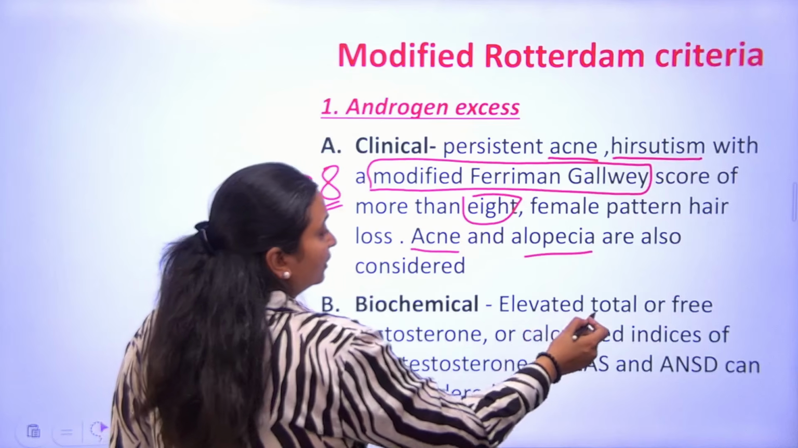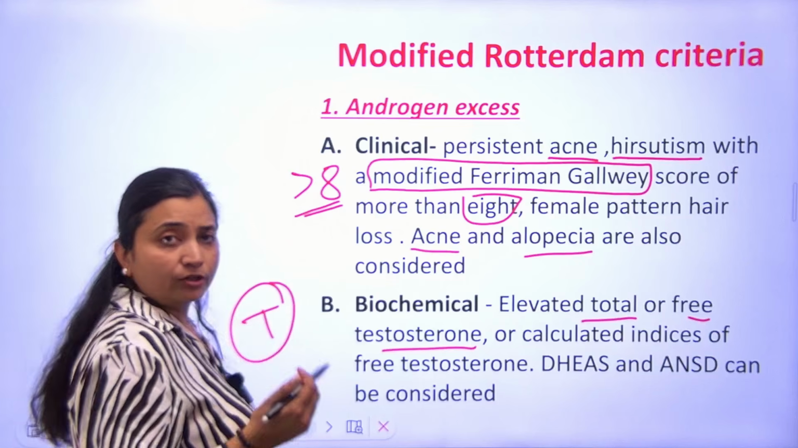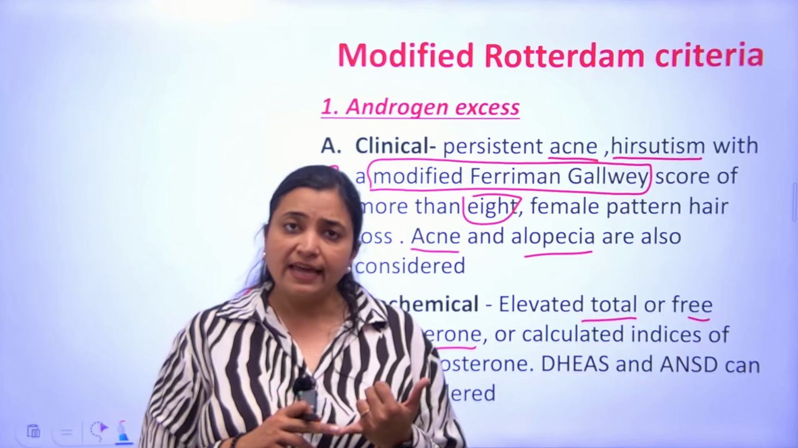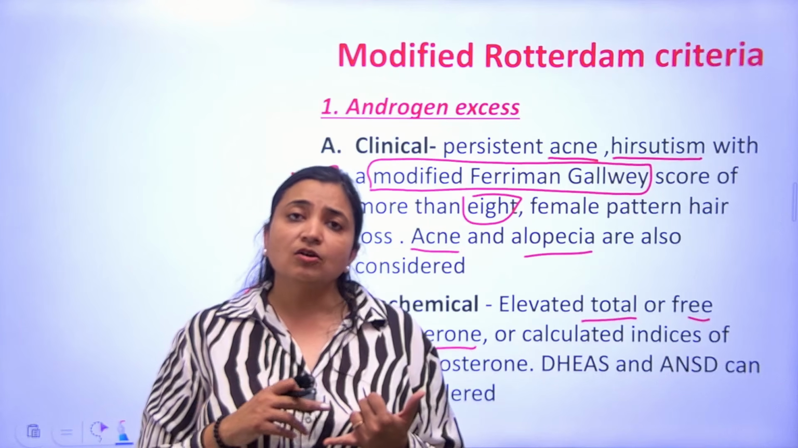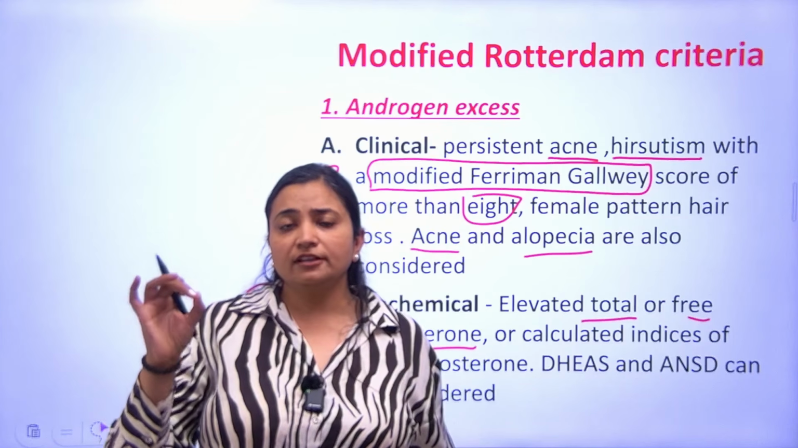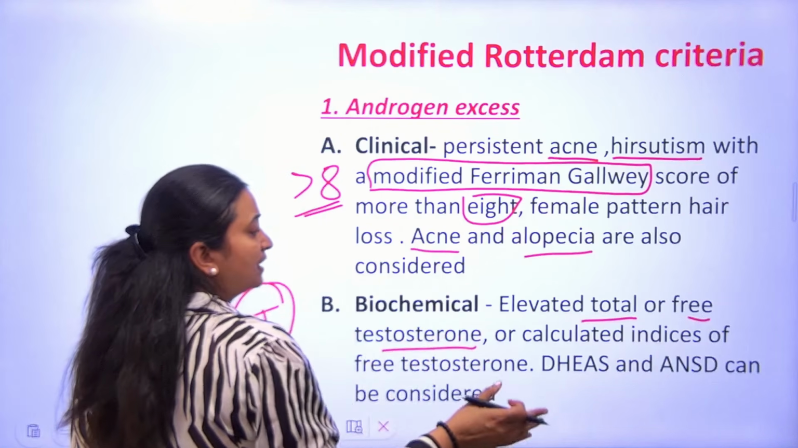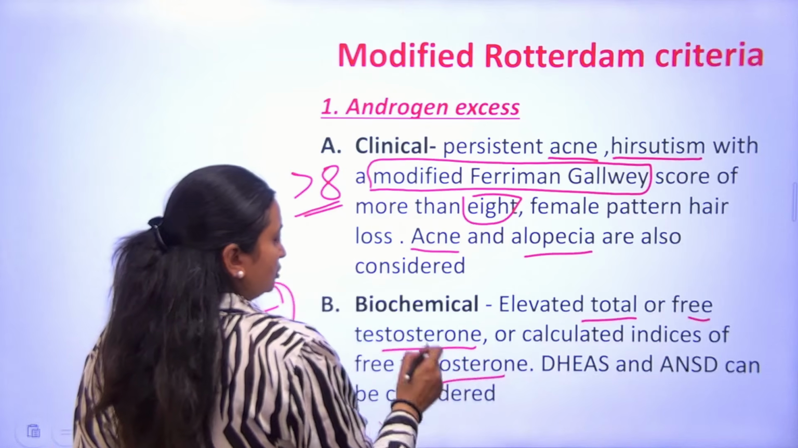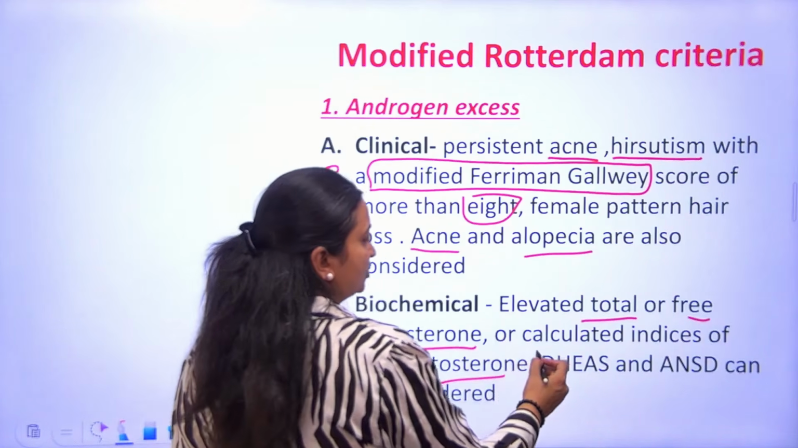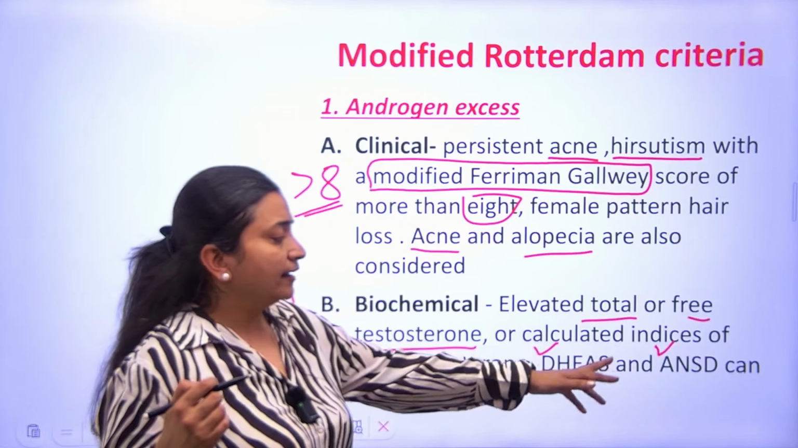Biochemical ones are elevated total or free testosterone. So we measure the testosterone either total or free. What is the difference between total and free? Total is the one which is free as well as bound with sex hormone binding globulin. Protein bound one is also calculated in total, but in free only the free portion of the testosterone is calculated. So elevated total or free testosterone, or there are some indices to measure testosterone, but total testosterone is the most important marker. Other ones are DHEAS and androstenedione, which I talked about earlier: dehydroepiandrosterone sulfate and androstenedione.